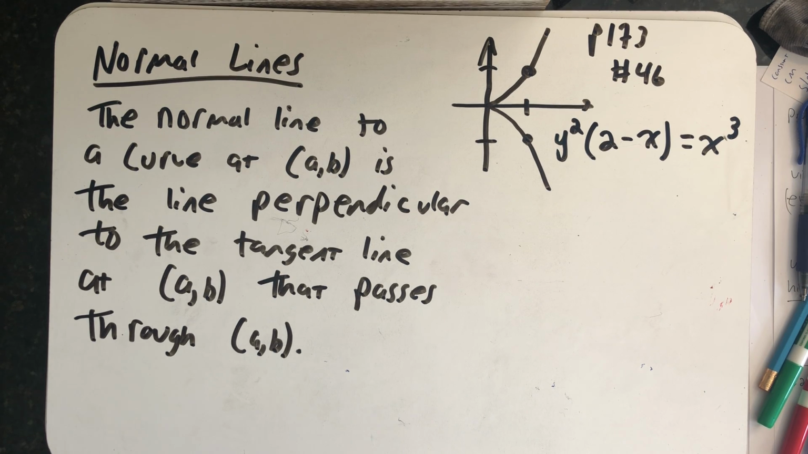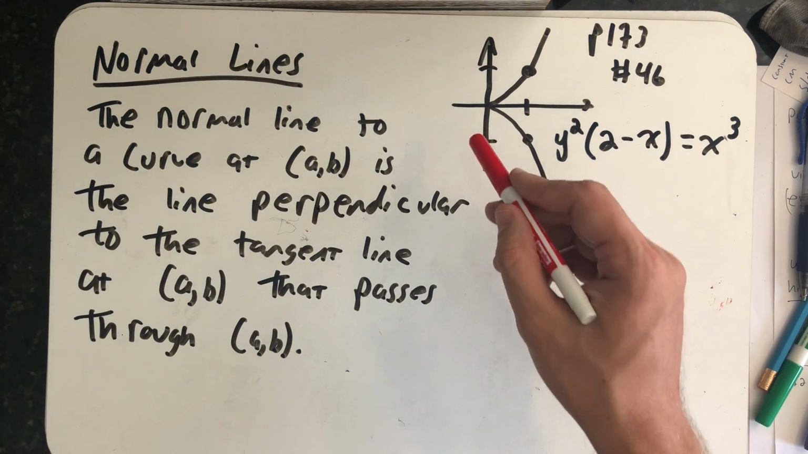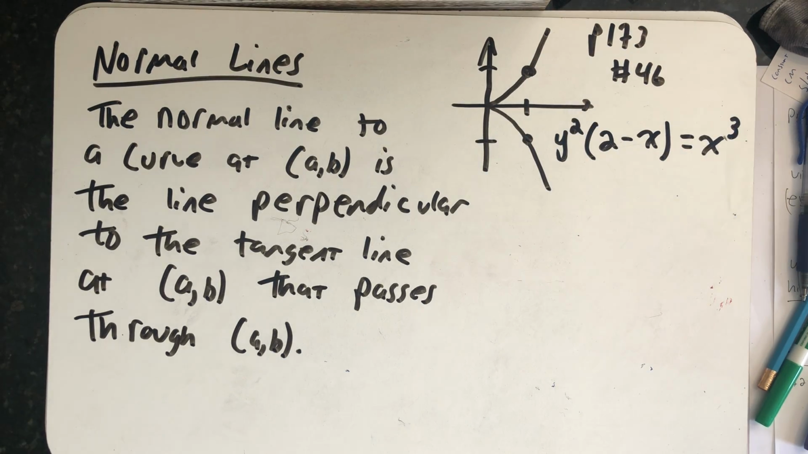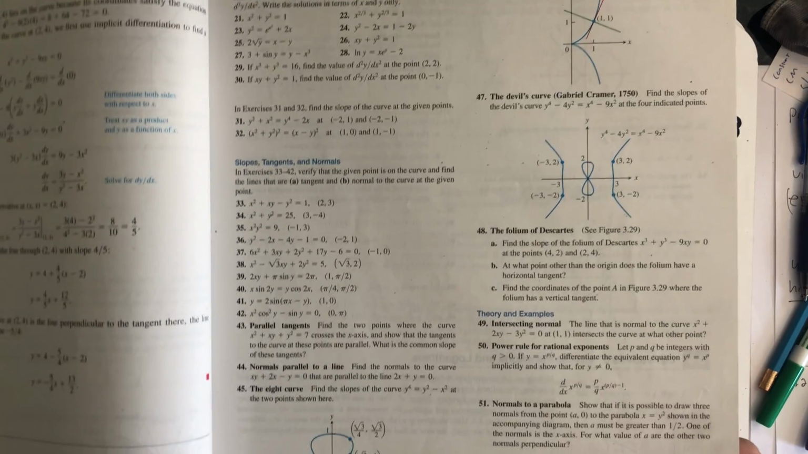Given a curve, the normal line to that curve at a point (a, b) is a line that's perpendicular to the tangent line that also passes through the point (a, b). To do an example of a normal line, I want to do problem 46 off page 173, which graphs this curve, known as the Cissoid of Diocles.